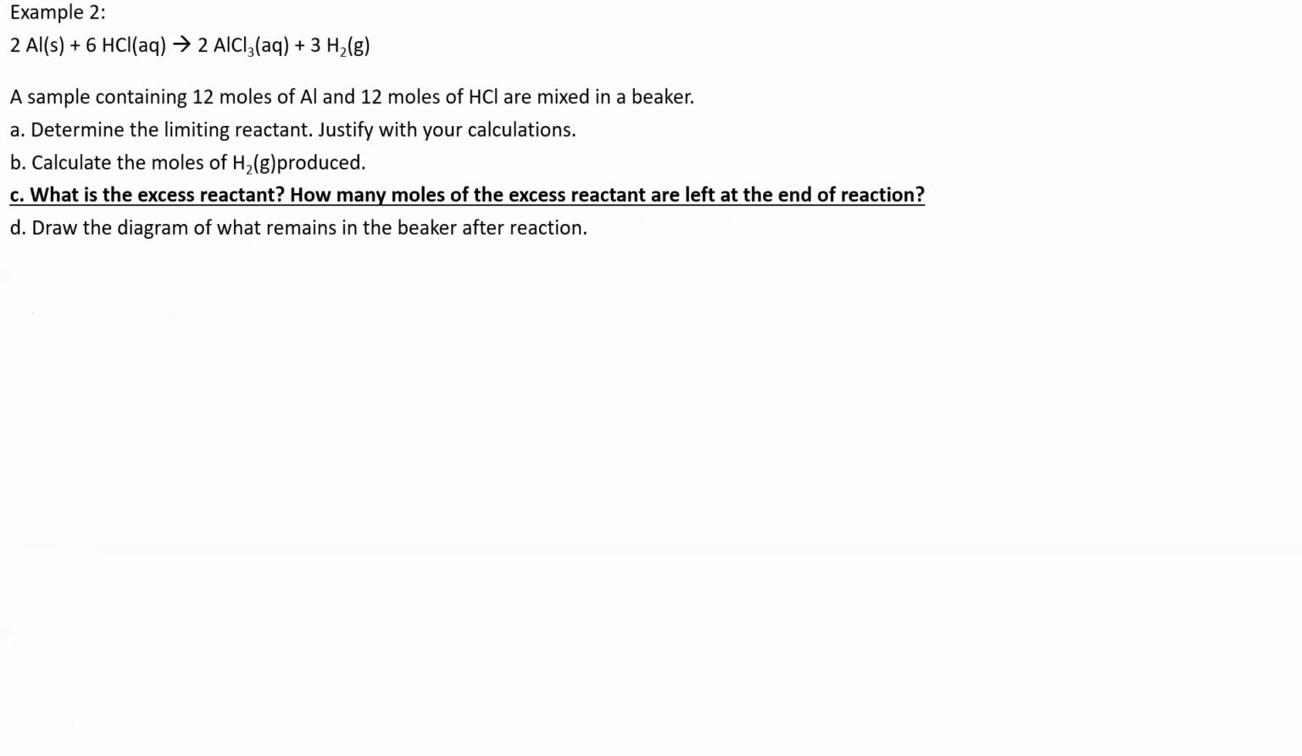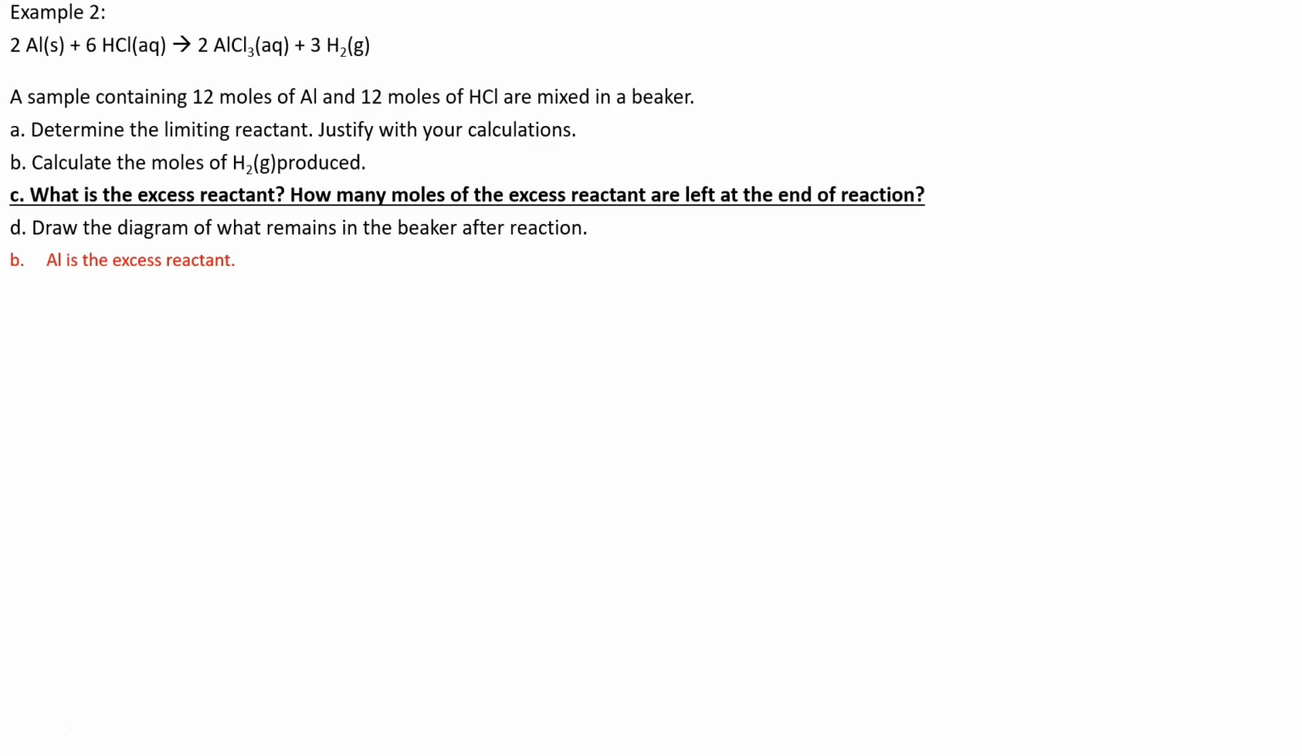Next step, what's the excess reactant? The excess reactant is the other reactant, the one that's not limiting, it's left over. So aluminum is the excess reactant. And it asks me how many moles are left. Be careful with the wording here, make sure you pay attention. This is not asking how many moles are used, it's asking how many are left over.